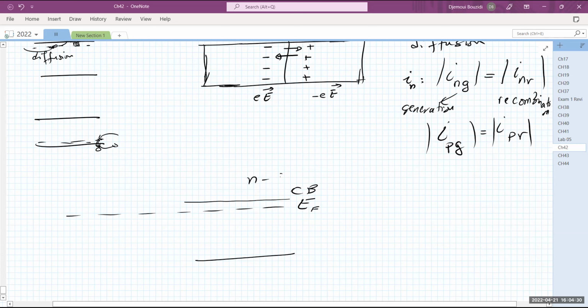So this is the n side, and this is my valence band, okay? For the case of the p side, the valence band is close to my Fermi energy level, and the conduction band is far away. So this is how the junction looks like.